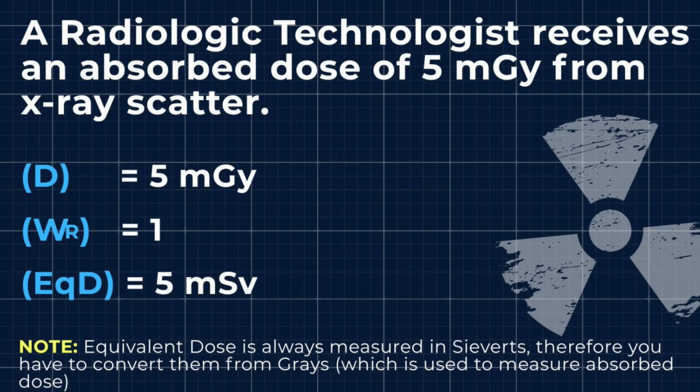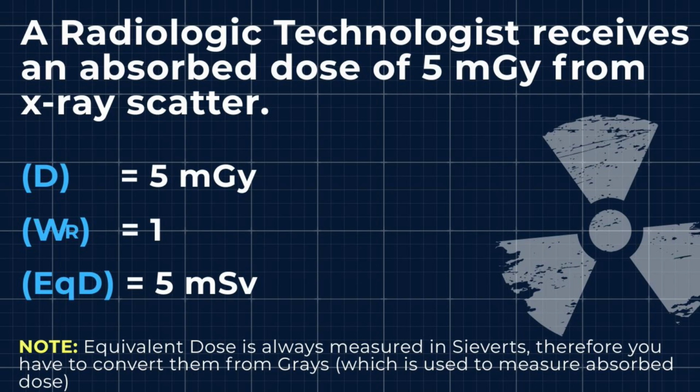Suppose a radiologic technologist receives an absorbed dose of 5 milligrays from X-ray scatter. The radiation weighting factor for X-rays is 1. So 5 milligrays multiplied by 1 equals 5 millisieverts. Notice what happened here. The numerical value remained the same. 5 stayed 5, but the unit changed. We went from milligray to millisievert.